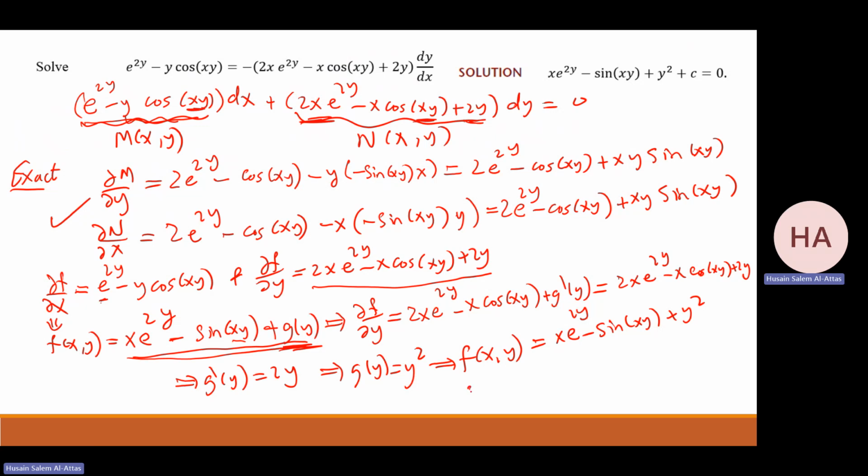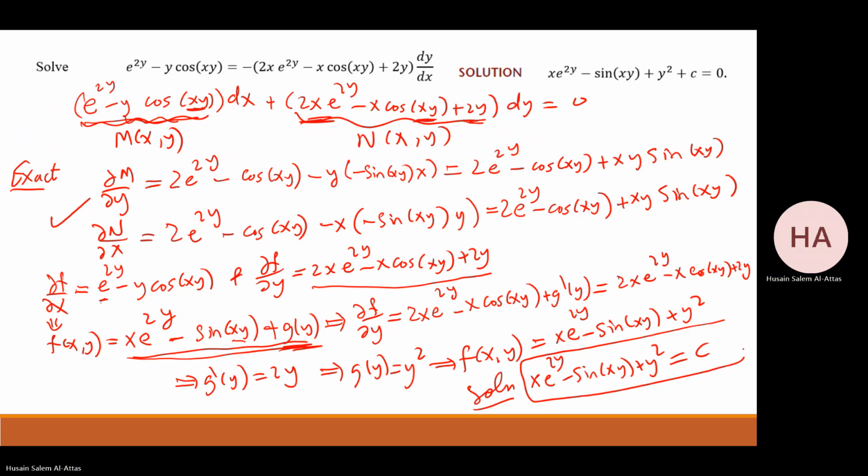Is that my solution? No. My solution is this f of xy equals to c. This is my solution, which is this one. Yeah, plus c. Take c to the other side. What, plus c or minus c? Who cares?